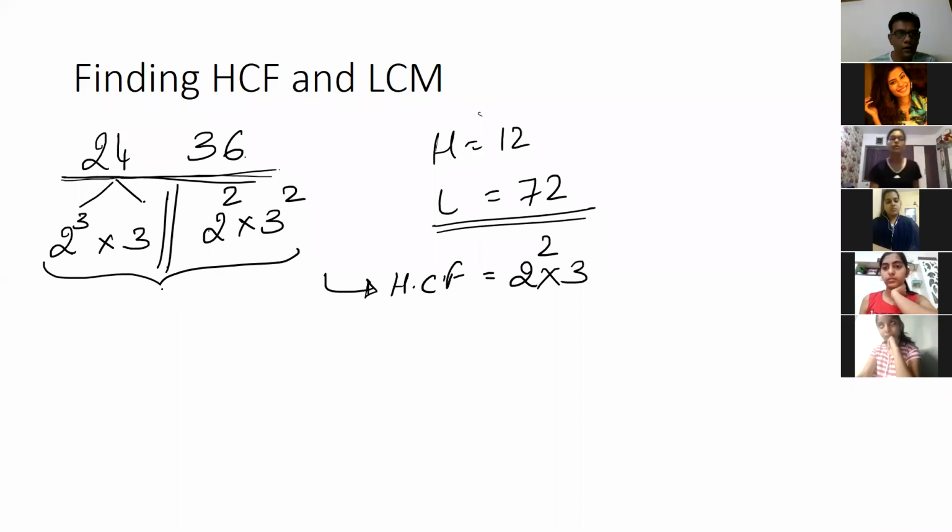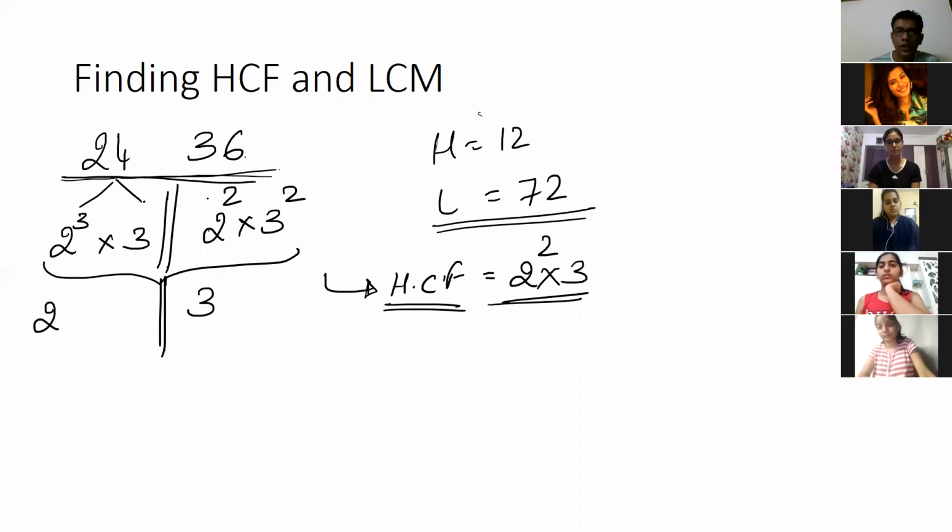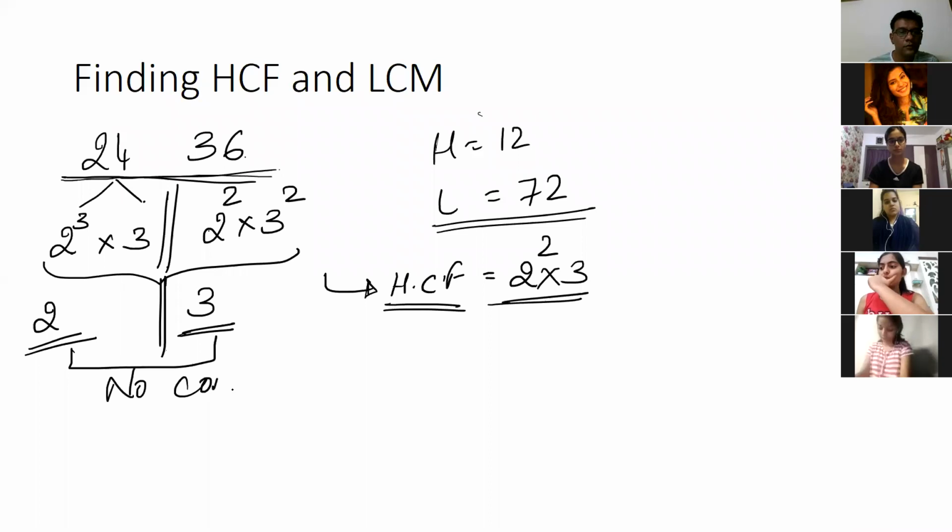So from the first number, if I remove two 2s, I am left with one 2, and if I remove one 3, I am left with nothing of 3. Similarly, on the right-hand side number, if I remove two 2s, I am left with nothing of 2, and if I remove one 3, I am left with only one 3. So when I remove my highest common factor from these two numbers, I am left with two numbers which do not have any common factor.